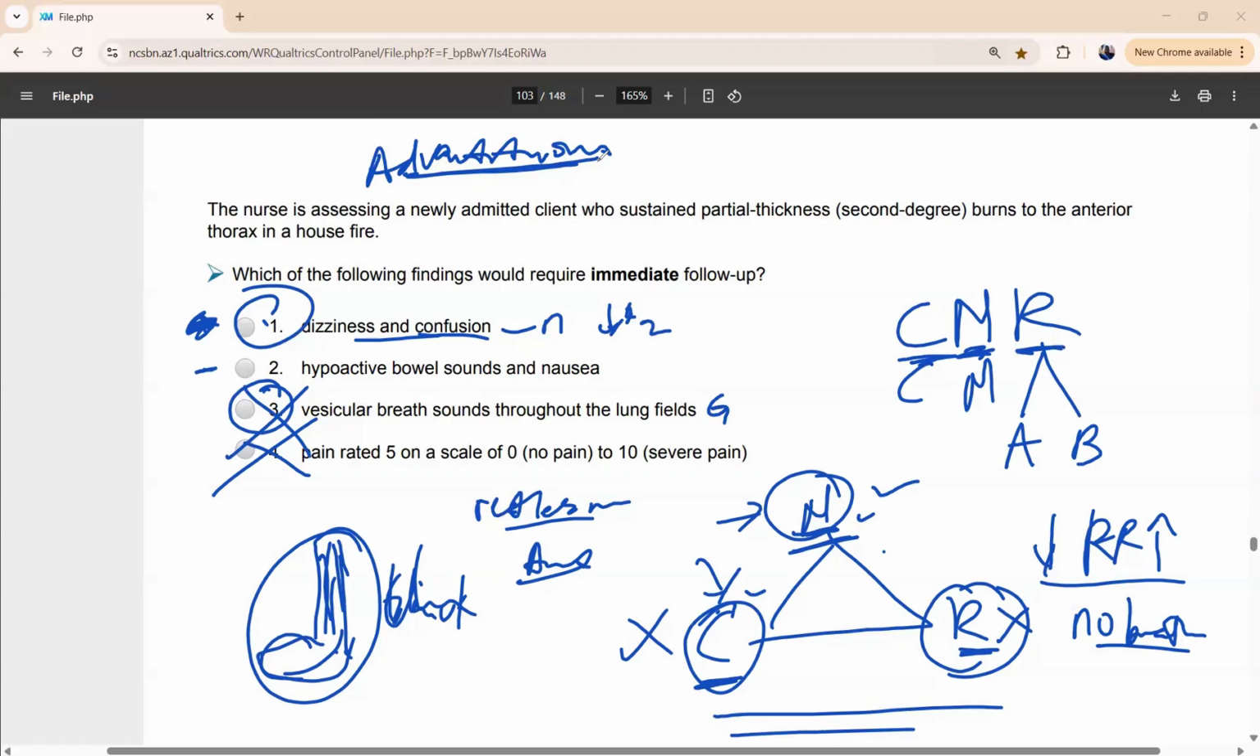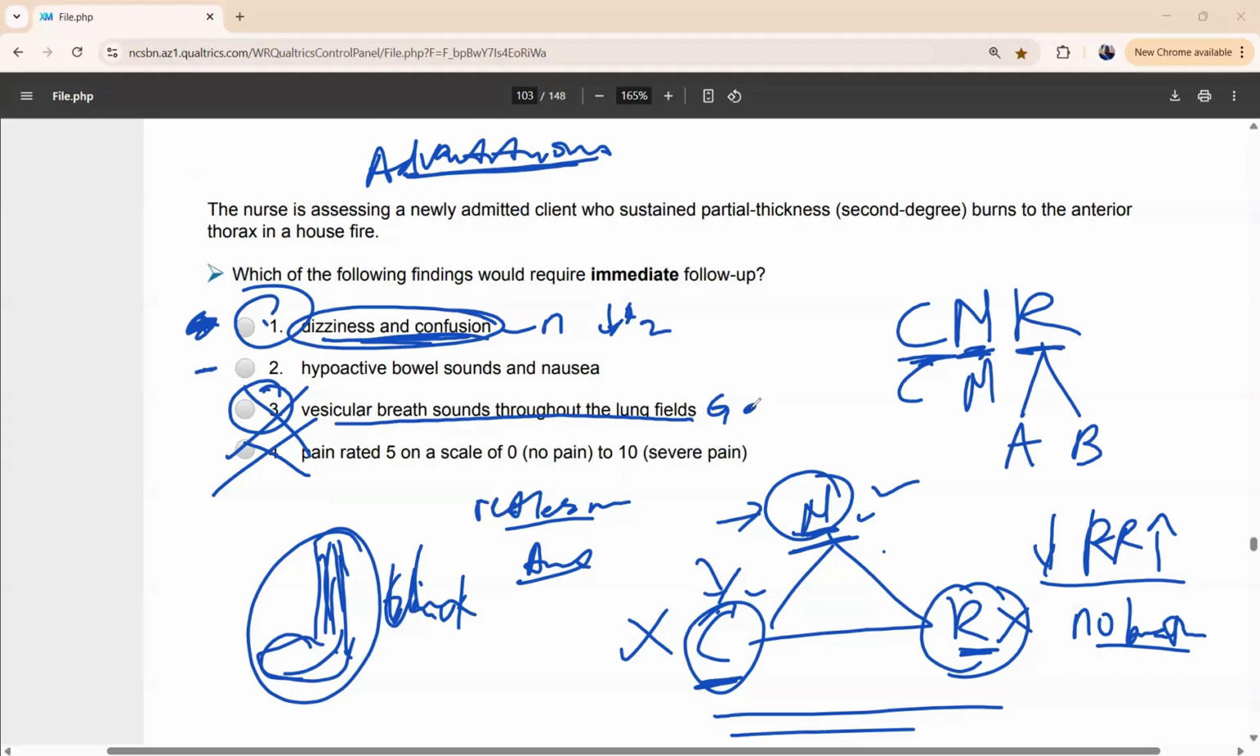My question is, if it was adventitious breath sounds here and we had dizziness and confusion, our answer will still be one, in the sense that it's still within the lungs. But this has left the lungs and started affecting the neuro. So that is a bigger priority than the one that is still affecting the lungs. Because when something is affecting the lungs and is not yet affecting other body systems, it's not yet a priority. But when it's affecting another body system, then it's a priority.